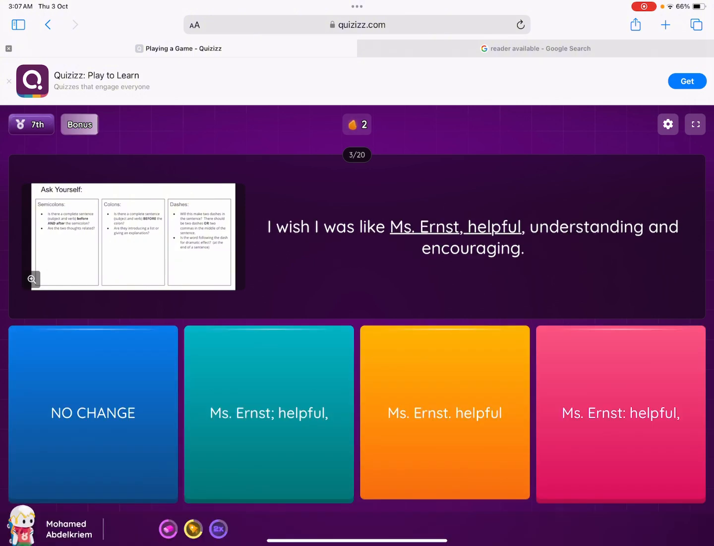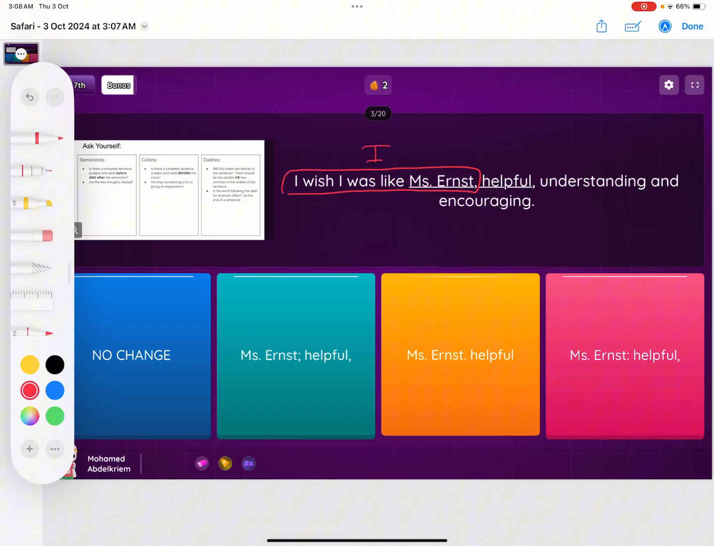Number 3: "I wish I was like Miss Ernest, helpful, understanding, and encouraging." So this is an independent clause. Then after the independent clause, what did he do? He introduced the list. He says helpful, understanding, and encouraging. And we said before, guys, if you remember, whenever you're introducing a list, you must use a colon. Independent clause, and then a colon, and then introduce your list. And if you remember, we said before the "and" in the list, we do not use a comma. So instead of this comma, we need a colon.